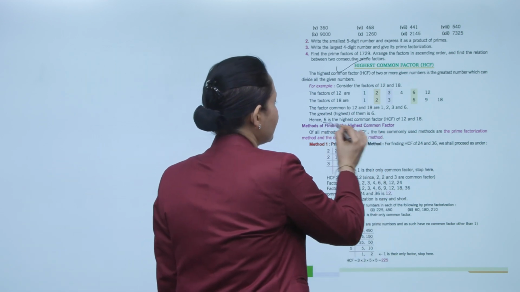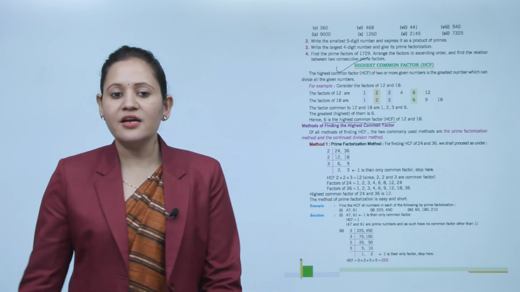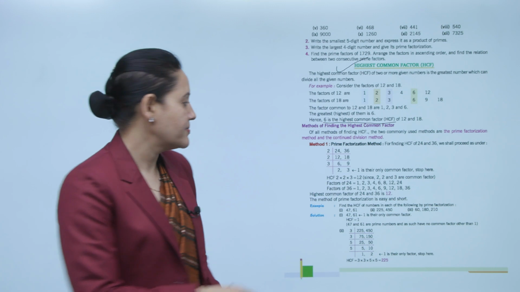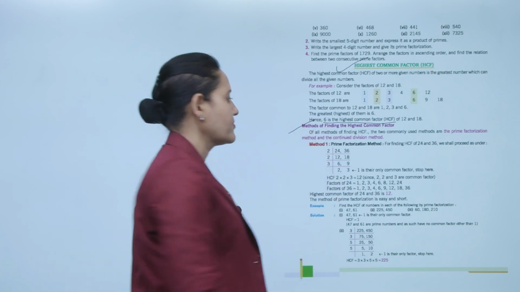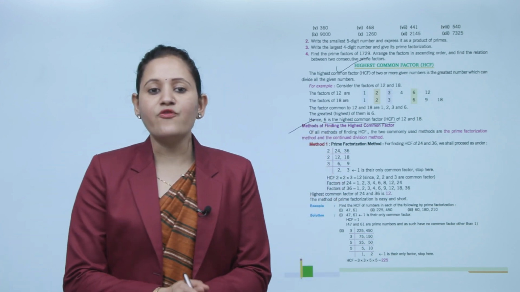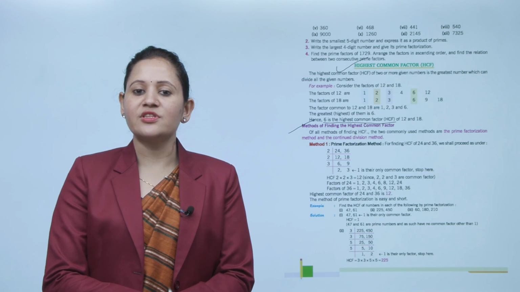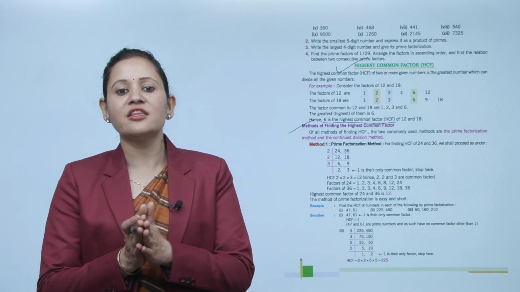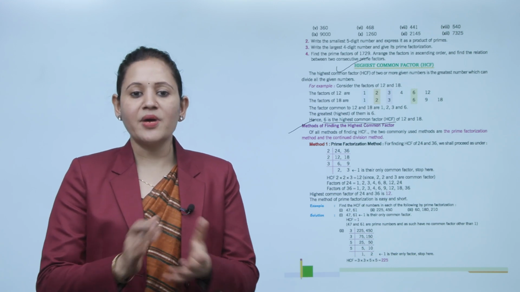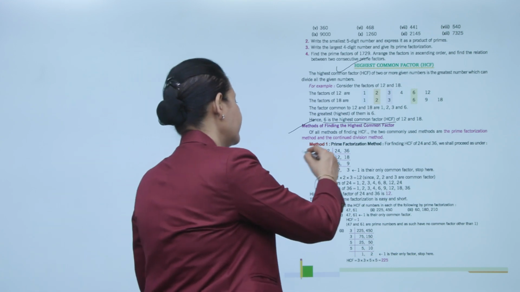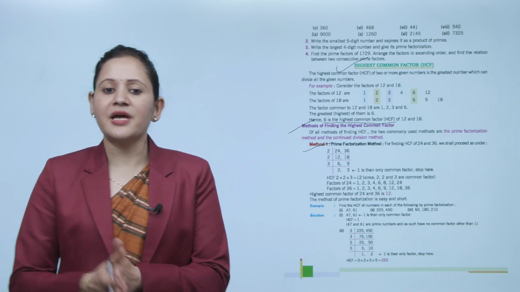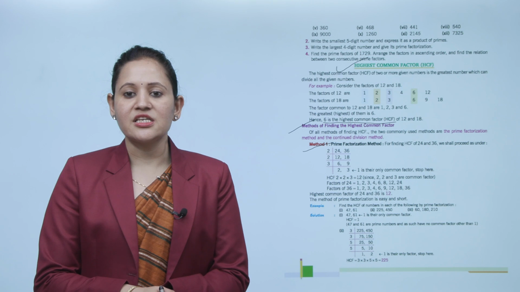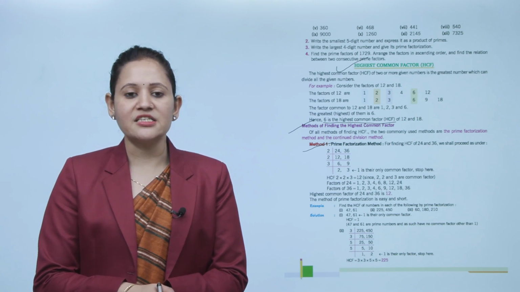So what will the HCF be? 6. Clear? Next is method of finding highest common factors. Of all methods of finding HCF, the two commonly used methods are the prime factorization method and the continued division method. So method 1, that is the prime factorization method. For finding the HCF of 24 and 36, we shall proceed as under.